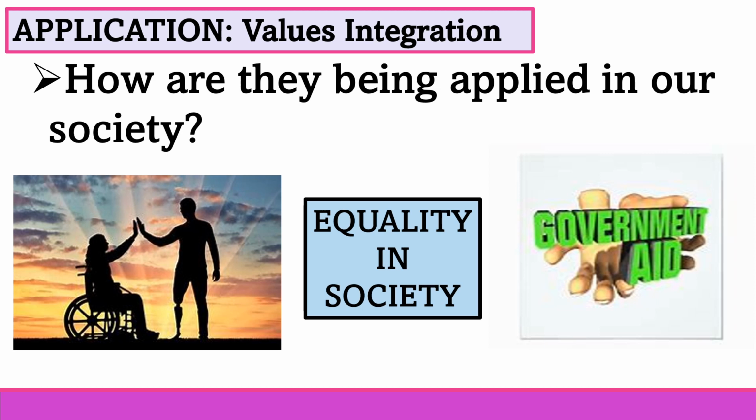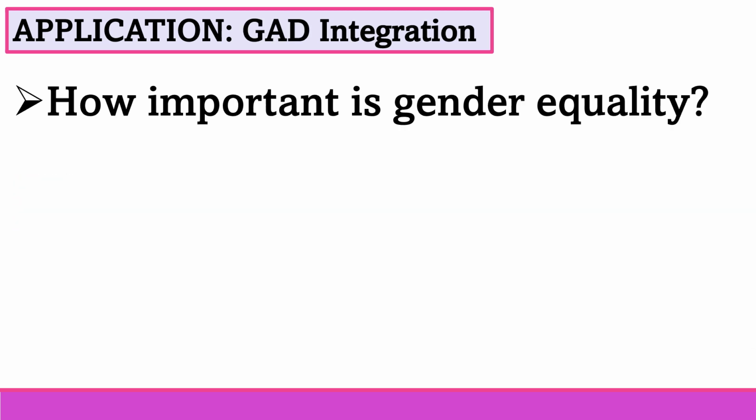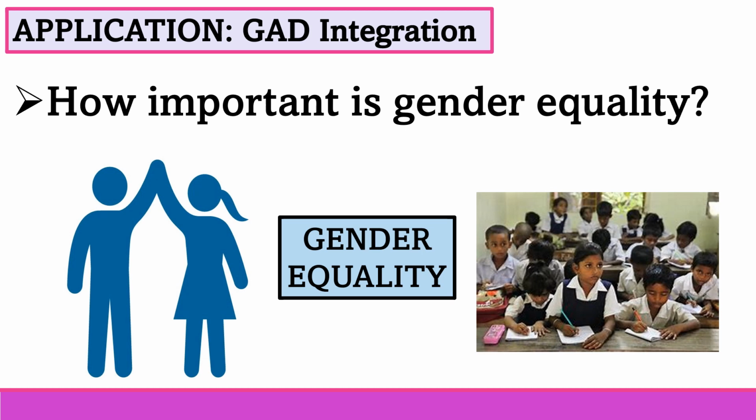So, saan pa natin pwedeng i-apply or i-associate yung equality na tinatawag natin? Good. So, pwede din yun sa gender. Ano ibig sabihin ng gender equality? So, ibig sabihin yan, both male and female ay dapat magkaroon din ng equal opportunity to grow, to develop. Kaya nga, lahat kayo dito, maging babae man or lalaki, ay meron kayong equal right to education. So that is very important.